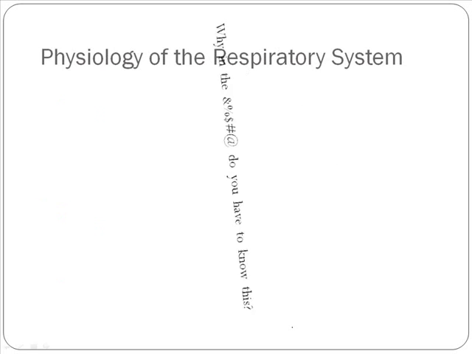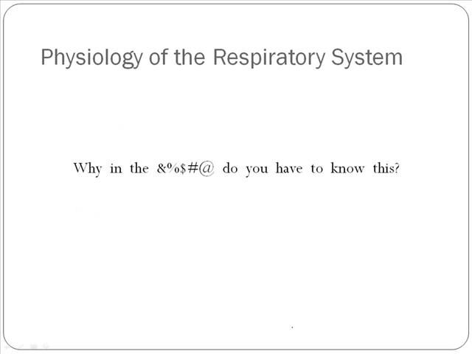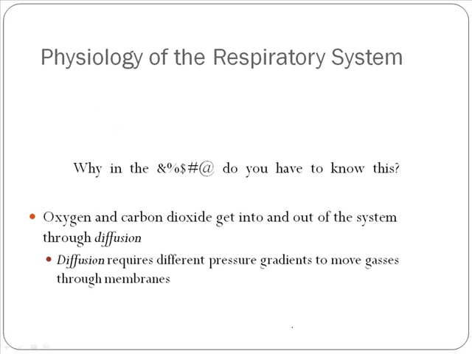And many people have the question, why do we even care about something like this? Well, here's the issue. Oxygen and carbon dioxide get into and out of the respiratory system through diffusion. Diffusion requires pressure gradients to move gases through membranes. The greater the diffusion, the greater the pressure gradient. Less diffusion results in smaller pressure gradients.